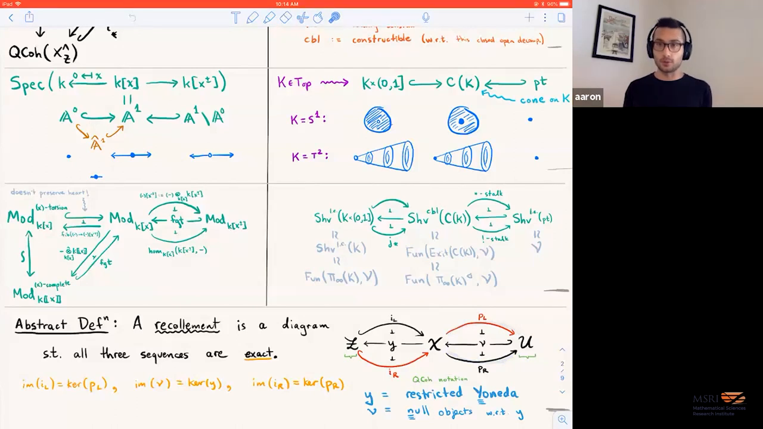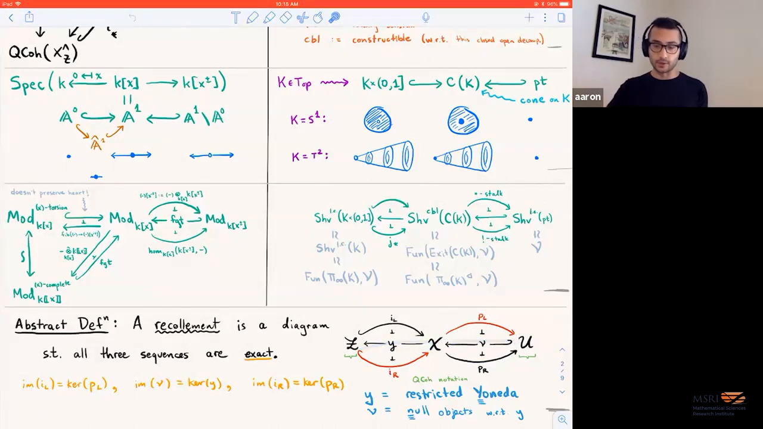So then the terminology for the remaining two functors: this is basically restricted Yoneda along i_L, so I'll just call it Y. And then nu stands for the null object with respect to the restricted Yoneda embedding. Remember, this sequence is exact. So you are in the image of nu if and only if you're in the kernel of Y.